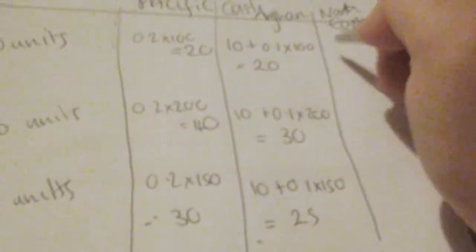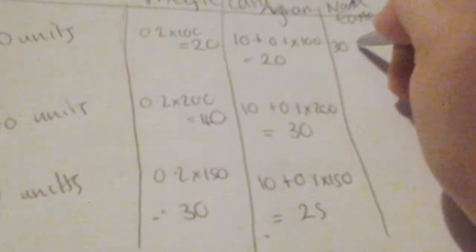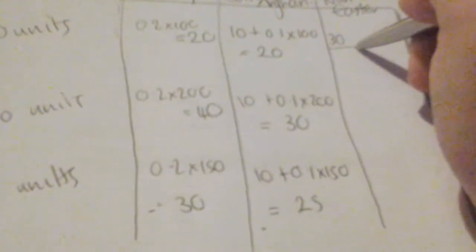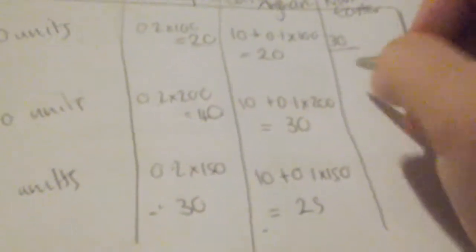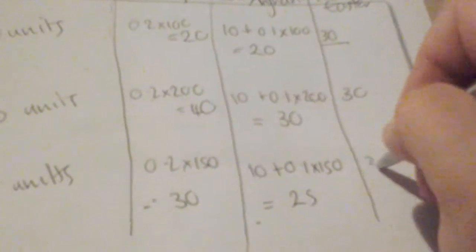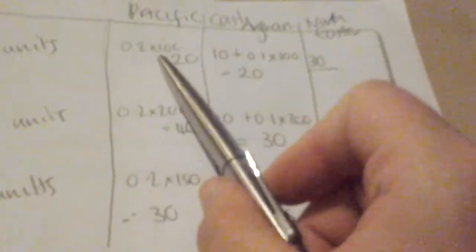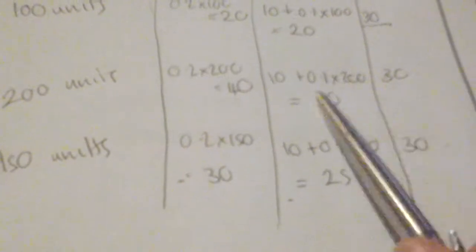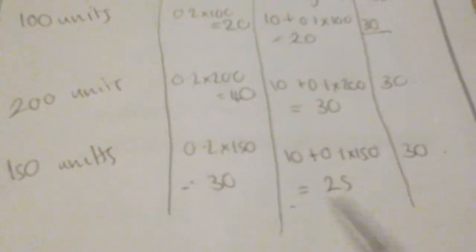They do a basic cost of £30, and then the first 200 units are free. So for 100 units you would pay that. For 200 units you would pay that, and for 150 units you would pay that. And you can even see just from this data, it's clear that at 100 units, either of these is cheaper. At 200 units, either of these is cheaper. But at 150 units, this one is definitely cheaper.